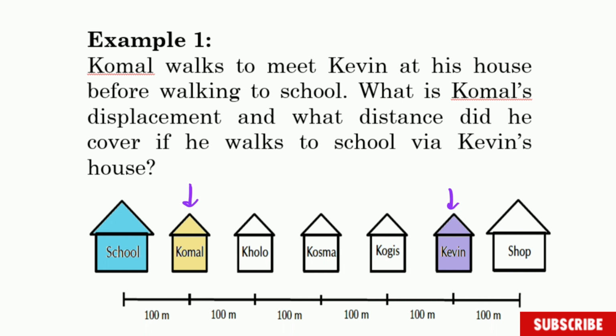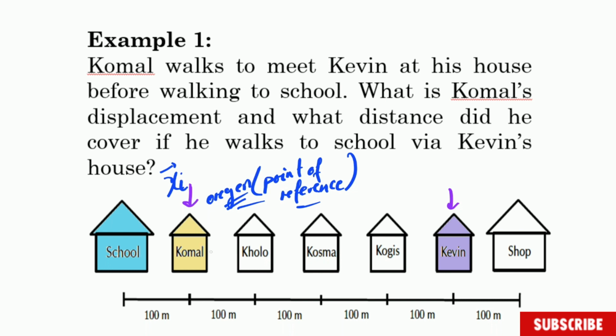So, what does it mean? Let's first identify something here. We're taking Komal's house as the origin, the point of reference. Now, Komal is starting from there. So the initial position is when he's at his house. That one is, guys, the initial position of Komal. So in other words, it's position zero.